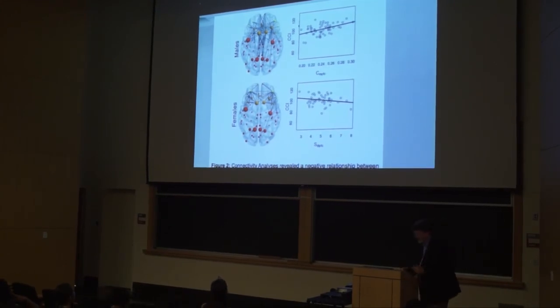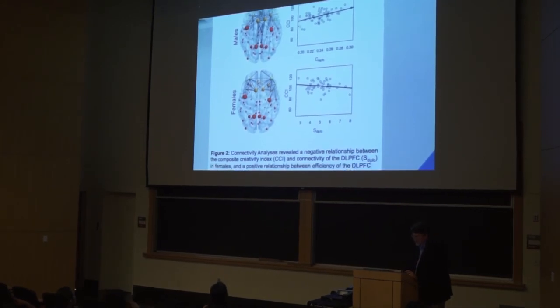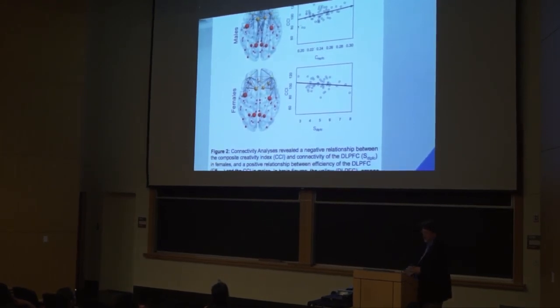We have a negative relationship between composite creativity index and connectivity in the dorsolateral prefrontal cortex in females, but a positive relationship between efficiency in the dorsolateral prefrontal cortex in males. I don't have any idea what that means, but I'm sure we told a good story for the reviewers.